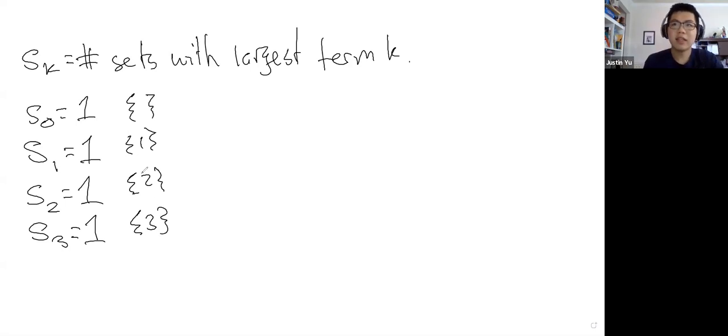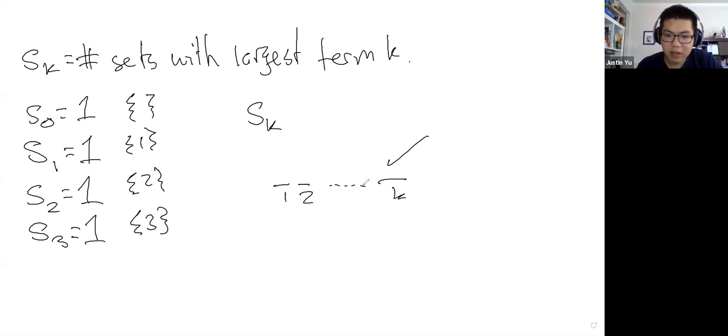So now let's take a look at S of k in general. All right, so we have 1, 2, all the way up to k. So we know that k is going to be included. What about k minus 1? Can we say that k minus 1 is included?